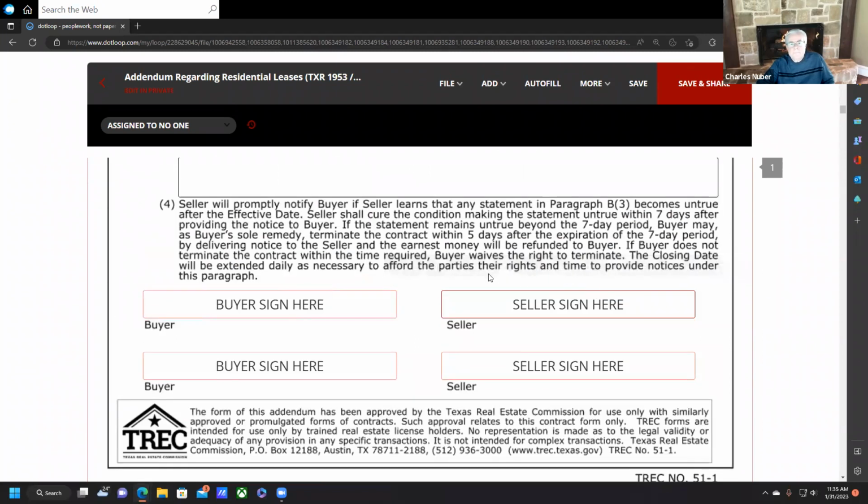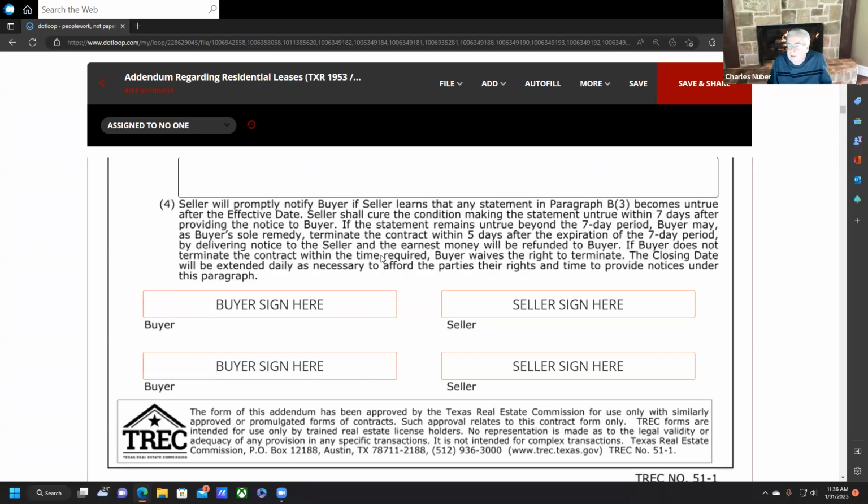And then the buyer has a right to terminate, and I think they have 7 days after notice to respond. If they don't respond, then it's assumed that the buyer waives the right to terminate. Closing date will be extended daily as necessary to afford the parties their rights in time to provide notices under this paragraph. So if 2 days before closing, somebody's late on their lease payment and notice is given to the buyer, then it will extend the closing date.